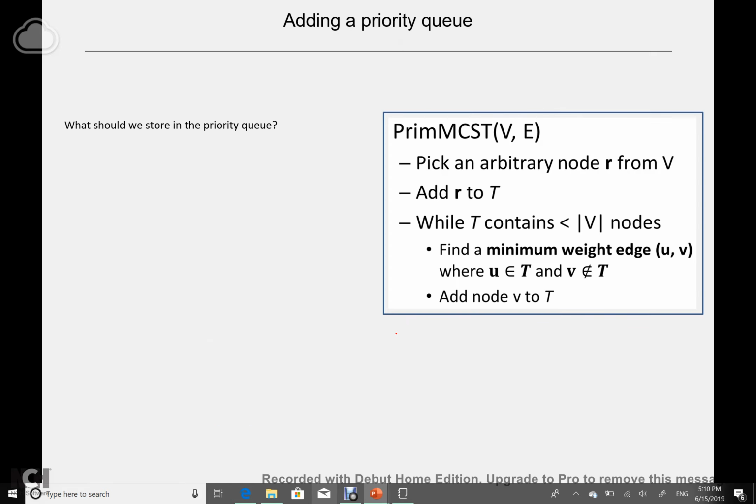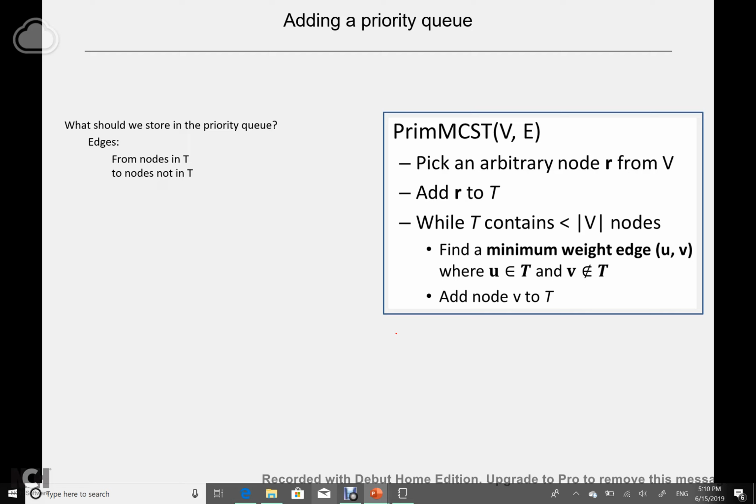So now the question, let's take a look at the pseudocode. Pick an arbitrary node R from V, add R to T, where T corresponds to the minimum spanning tree. It means you grow it, you add the first node. And then while T contains fewer than V minus one edges, this minimum spanning tree still has space to grow. Find a minimum weight edge UV, where U belongs to T and V does not belong to T. How can you find this minimum weight edge? Add this node V to T.